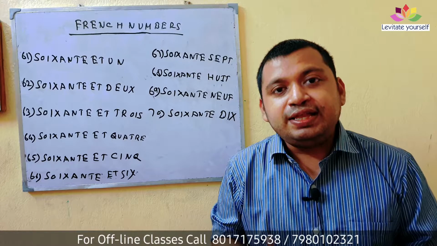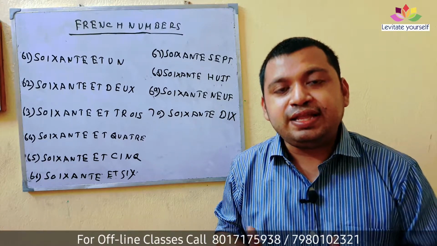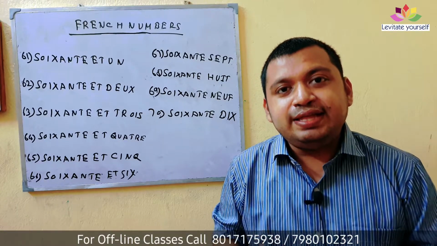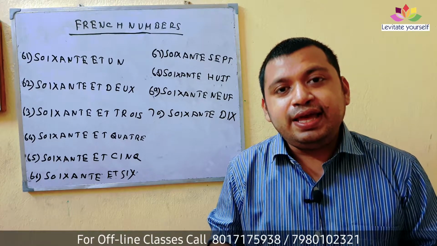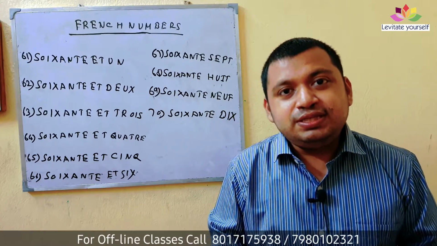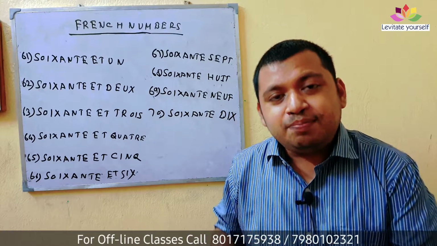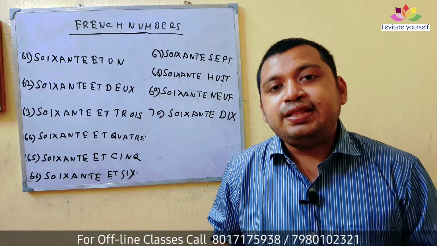Number 64 is soixante et quatre. Number 65 is soixante et cinq. Number 66 is soixante et six. Number 67 is soixante et sept.